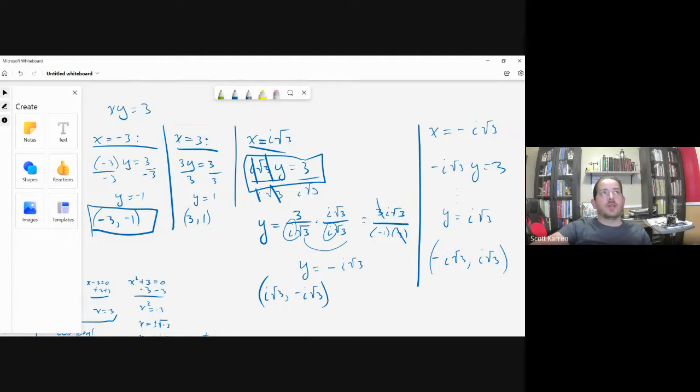So kind of a big one, kind of hairy, but if you are supposed to find all solutions, including all of the imaginary or complex ones, that is how you would do it.